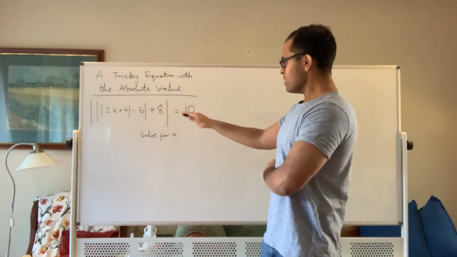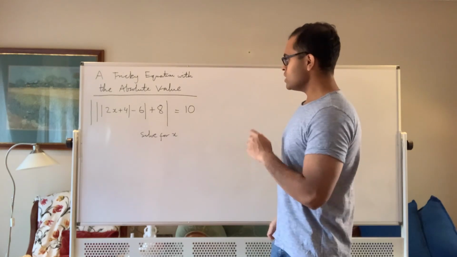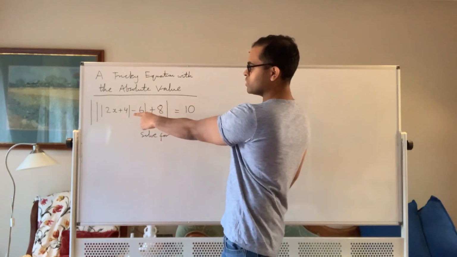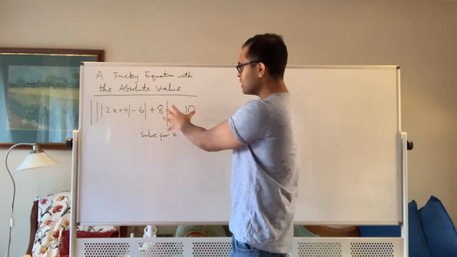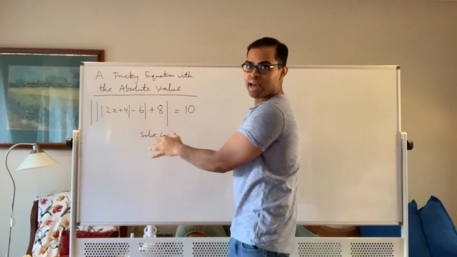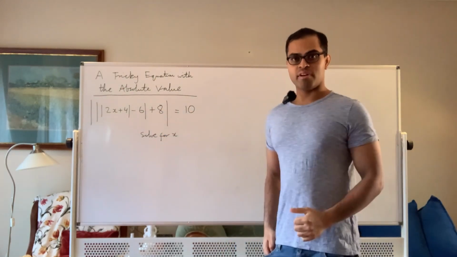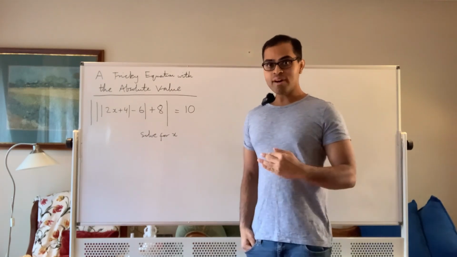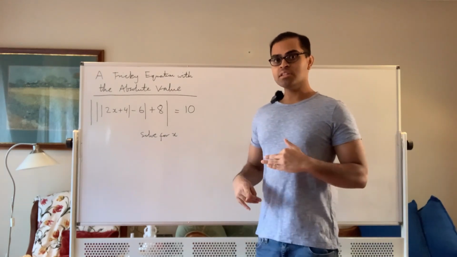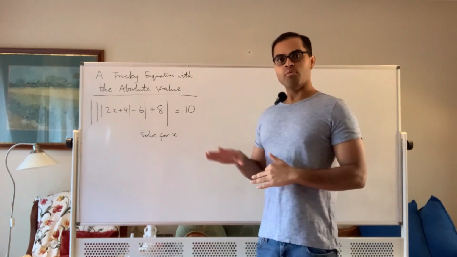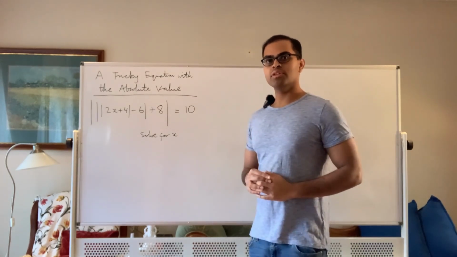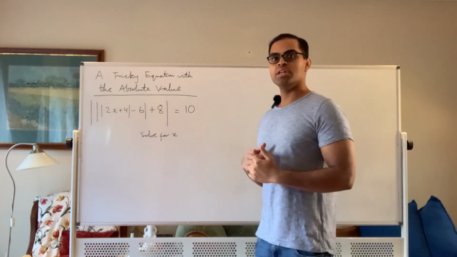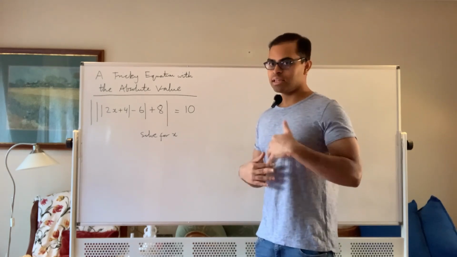Okay, so here we have the equation on the board. The equation is absolute value of 2x plus 4 minus 6, absolute value of that plus 8, absolute value of that equals 10, solve for x. There are a lot of absolute values going on, but we're just going to break it up step by step. Before watching, see if you can solve it yourself. Think about how you'd approach it, try to do the steps and get the solution.